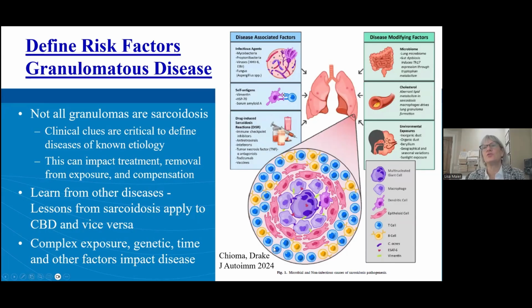This is a nice review that Wonder Drake wrote recently. Again, we think that the lung is a bit of an innocent bystander organ, and the granuloma is really trying to wall off something. It may or may not be present as time goes by, and there may be other factors that can implicate it, some of which people are continuing to look at, for example, metabolic factors and other exposure factors. And clinical clues are critical to define whether these are diseases of known or unknown etiology, as well as, hopefully for us someday, to define more of those diseases of known etiology.